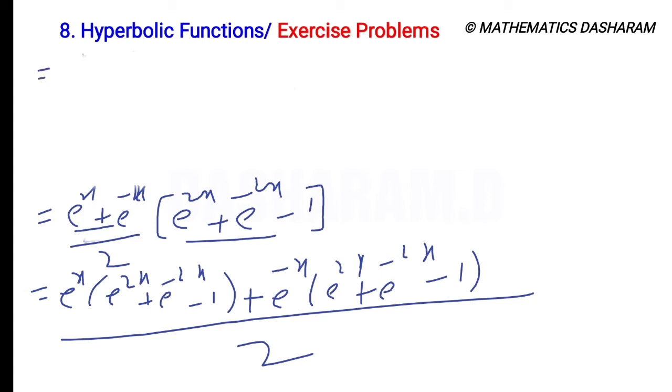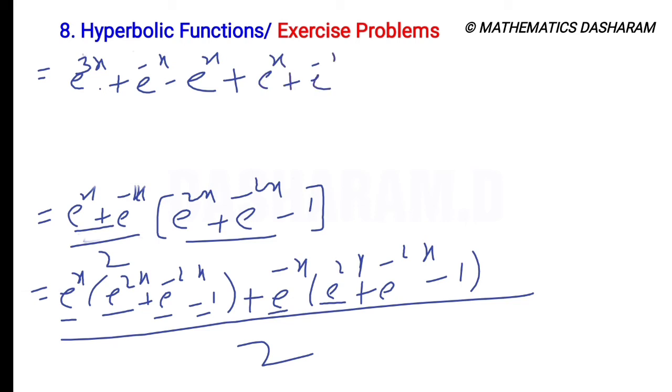So now multiply e^x inside: e^x into e^(2x) is e^(3x), and into e^(-2x) is e^(-x), into minus 1, so minus e^x. Next, e^(-x) into e^(2x) is e^x. Next, plus e^(-x) into e^(-2x) is e^(-3x), minus e^(-x), divided by 2.